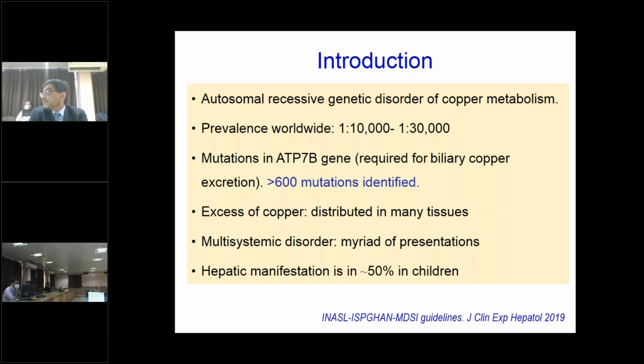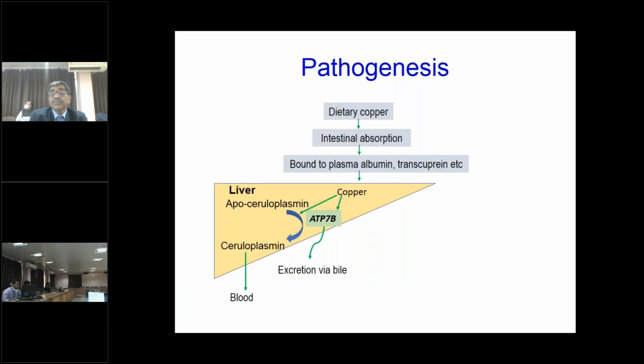Wilson disease is a genetic disorder of copper metabolism which is transmitted in an autosomal recessive manner. Its worldwide prevalence is 1 in 10,000 to 40,000. It is caused by mutations in the ATP7B gene, which is required for normal biliary copper excretion. So far, more than 600 mutations have been identified worldwide. In Wilson disease, there is excess copper which gets distributed in the liver and many other extrahepatic organs. Thus, it is a multisystemic disorder with a myriad of clinical presentations, and hepatic manifestations occur in around 50% of children.